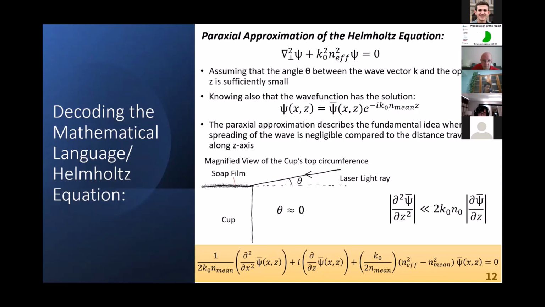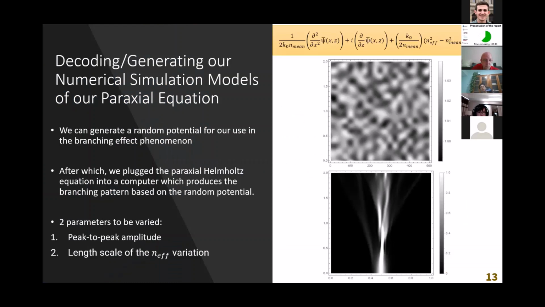But that is not the most important part here, because we are going to run this equation in our mathematical simulation. But to do this, we need to create a random potential. And we create this random potential based on two important parameters. One is the smoothness and variation of the refractive index, and the second is the peak-to-peak amplitude, in terms of the maximum fluctuation of the randomness in this potential. After we do this, we plug the Helmholtz equation into the computer simulation that will produce the various branching patterns based on this random potential.